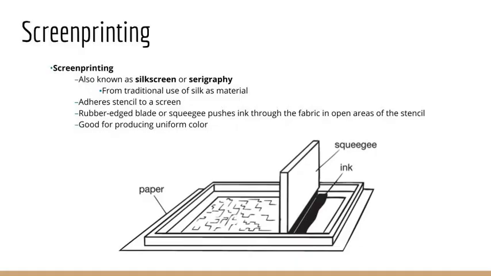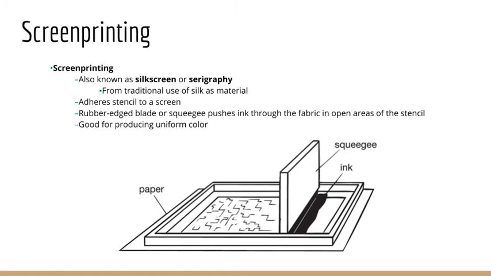Now, the last printmaking process that we're going to talk about is screen printing. Screen printing is also known as silkscreen or serigraphy. It's called this because traditionally, silk was used as the material to do this.